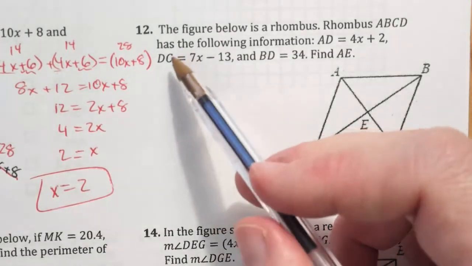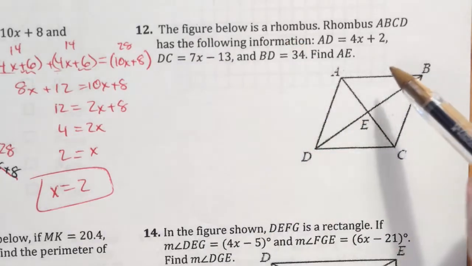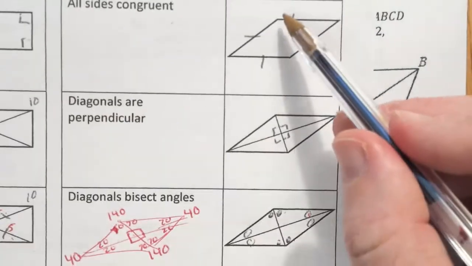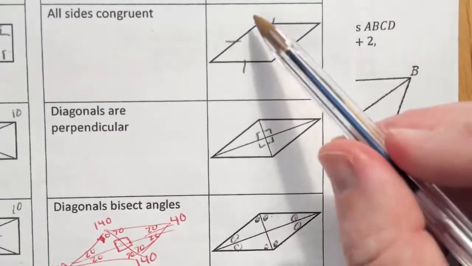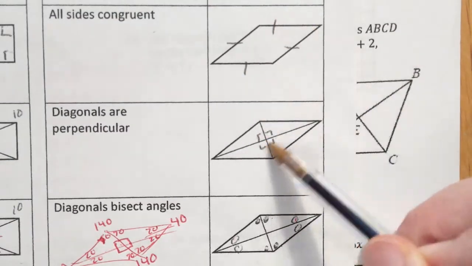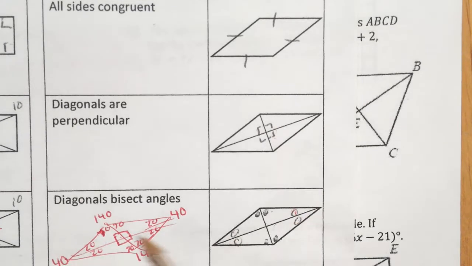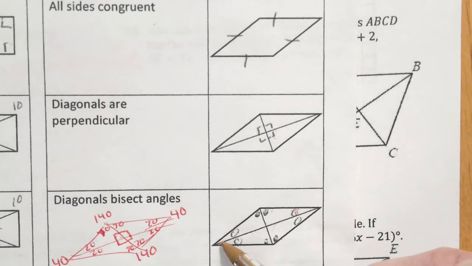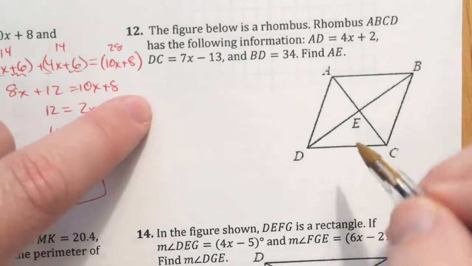All right. Number 12. So on number 12, the figure below is a rhombus. So let's look at our rhombus rules. A rhombus is basically a square knocked over. So not only are the parallelogram rules true, but in addition to that, we have these 3 extra rules. All 4 sides are equal. The middle is 90 degrees, and the diagonals are angle bisectors. They bisect the angles. So these 4 are equal when they got stabbed, and these 4 are equal when they got poked. Okay. All right. So let's see.